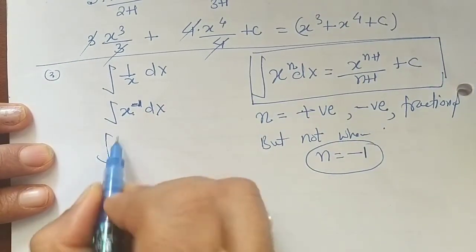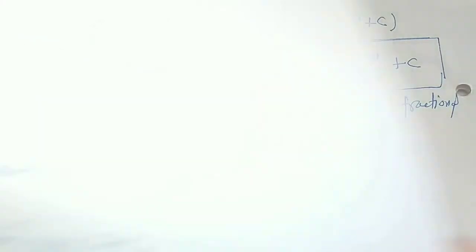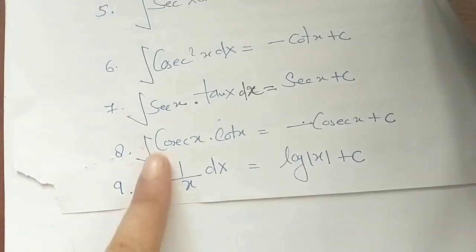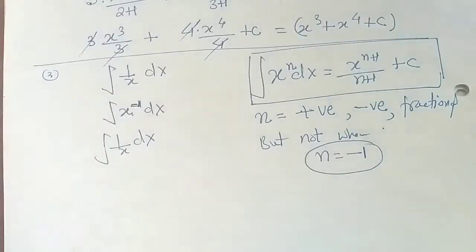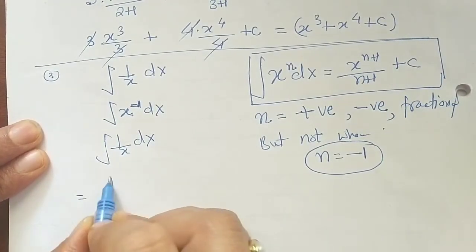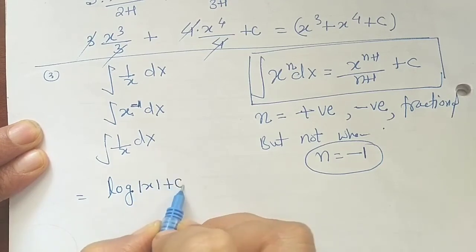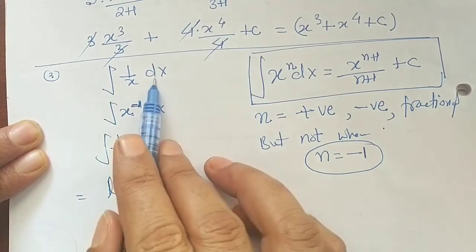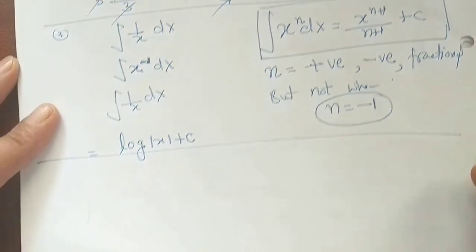Okay, so what is the formula, guys? I hope you remember. I just gave you this formula. The integral of 1 by x dx is this. Don't forget it. This is the direct formula: log of mod of x plus c. So for this question, this is the answer. Okay, let's do the next example.